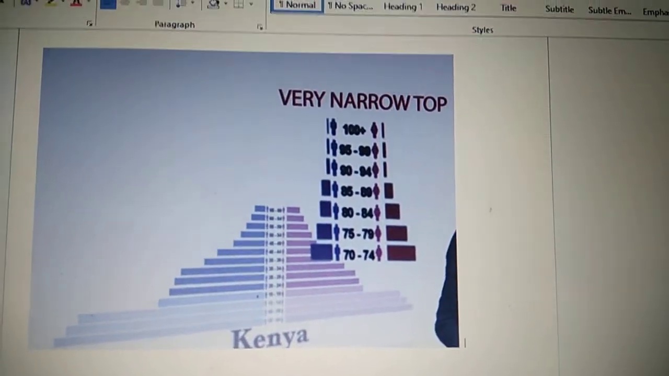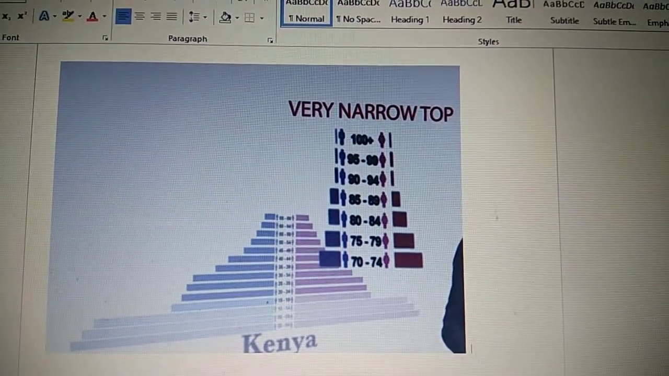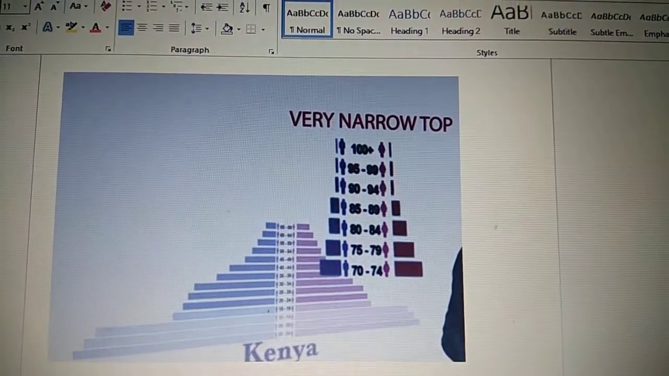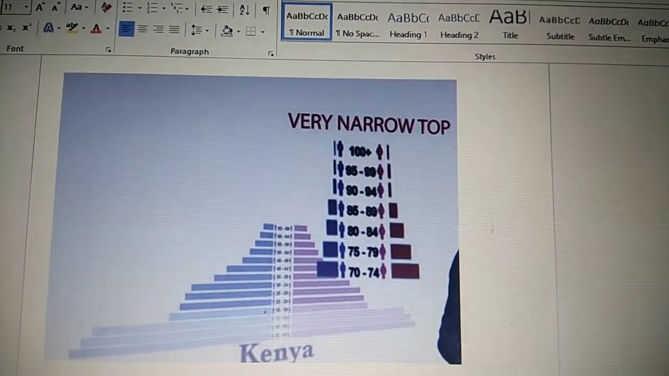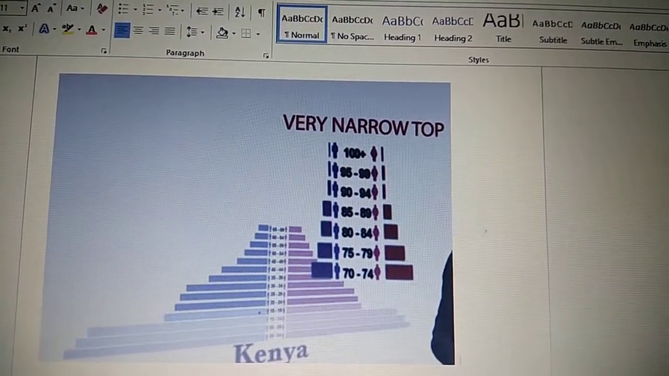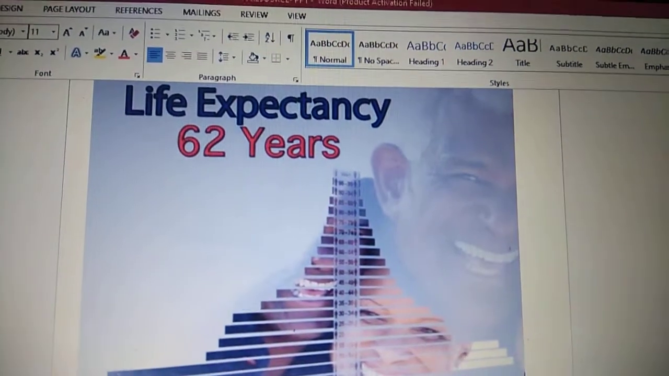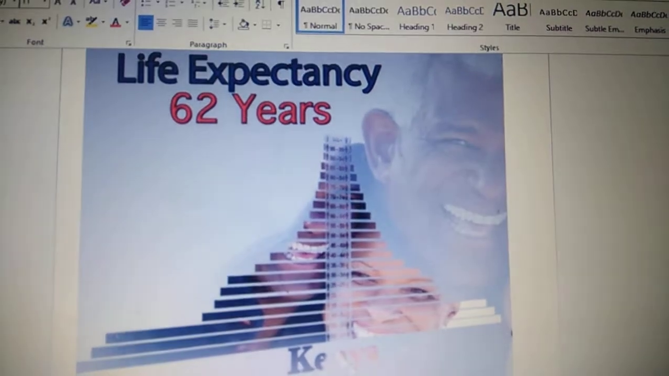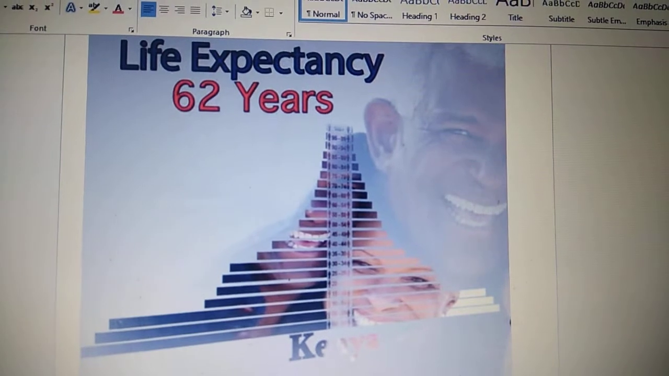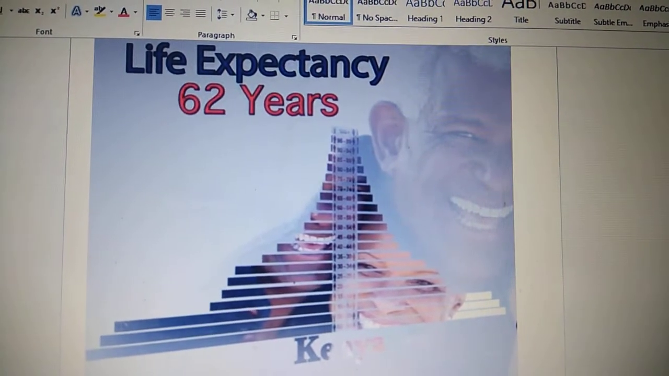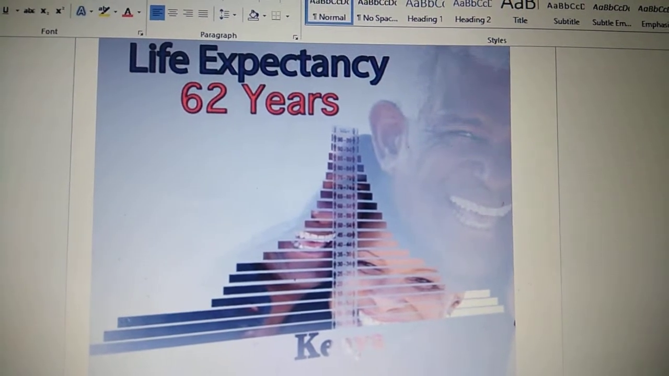Children, the size at the top of the pyramid is very narrow. So you can see here, this means that you will find fewer people living in the old age group, and this signifies a low life expectancy rate in Kenya. Life expectancy in Kenya is just 62 years only. So though many children are born, a large part of them die in their infancy and fewer become adults, and relatively few adults survive.